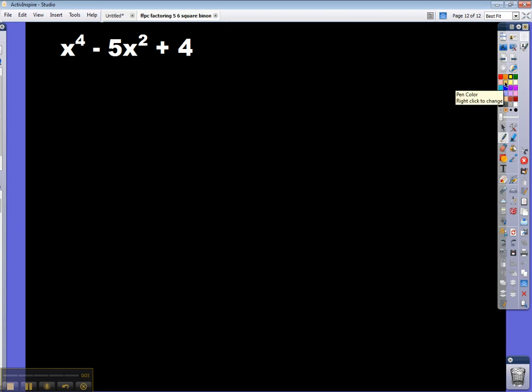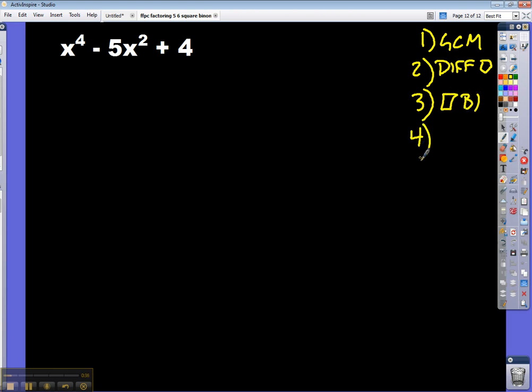All right, so now we have another trinomial. Let's go ahead and factor this. So what's the first thing that we look for when we factor? You are always going to have to look for the greatest common monomial. What's the second thing you look for? Difference of squares. What's the third thing that we look for? Square binomial. What's the fourth thing that we look for? Binomial pair.